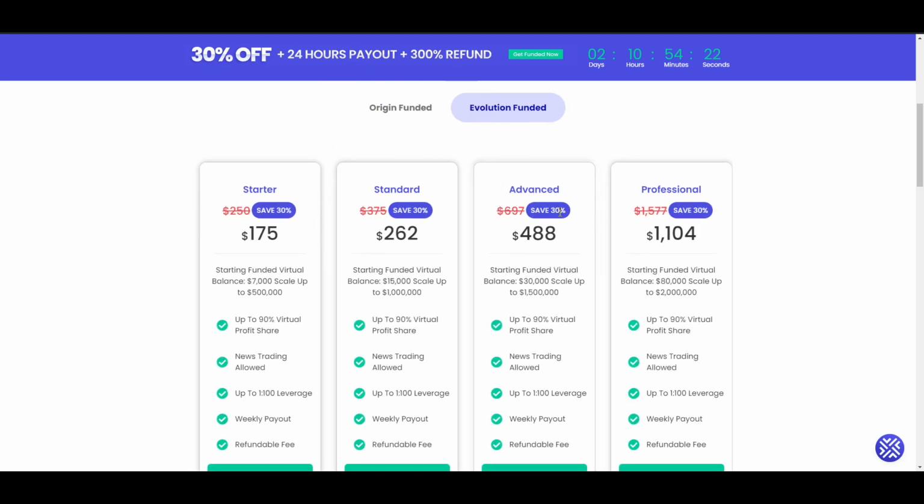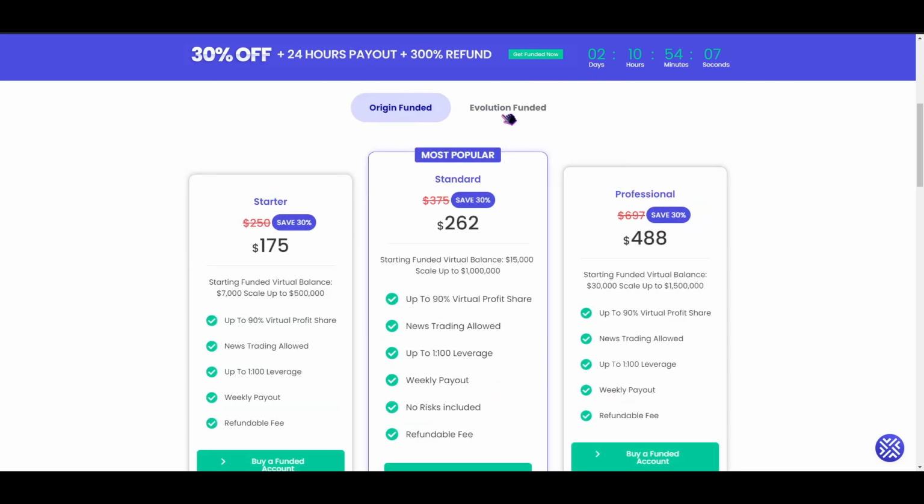And they added the Professional here for $1,104. Now, if you ask me, Josh, what's the difference? I mean, why should I get the Professional and not the Starter or the Standard? Now, let's go back to Origin Funded. As you can see here, there's this text right here. So this is where the difference starts.